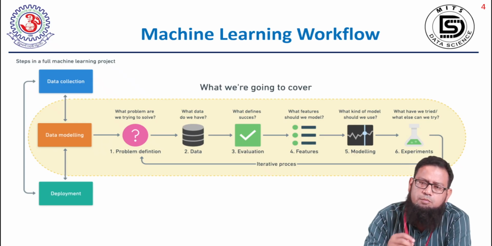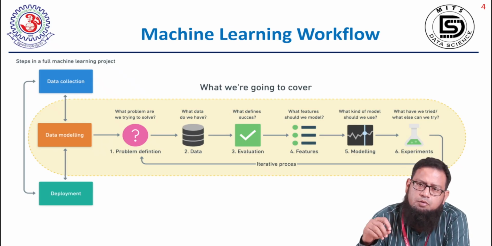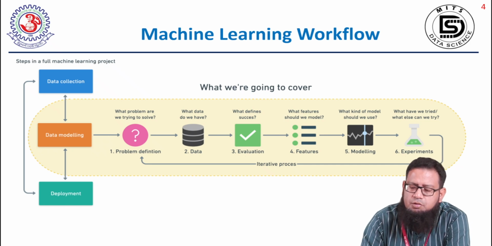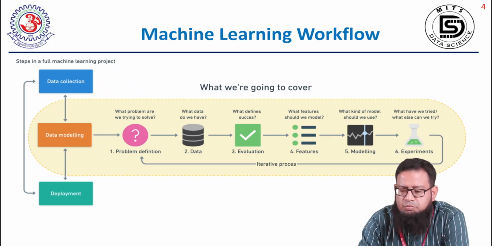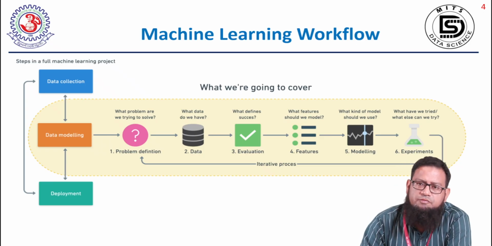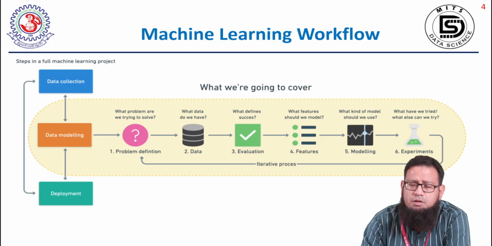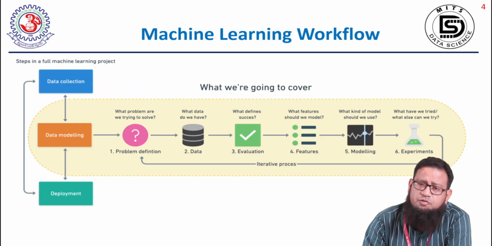Now based on the problem, we can say what type of metric we are going to use. Then we can go for features, understanding what features we should model. Normally, in very simple terms, if you have an Excel file or CSV file, every column is a feature. Another name for feature is variable.